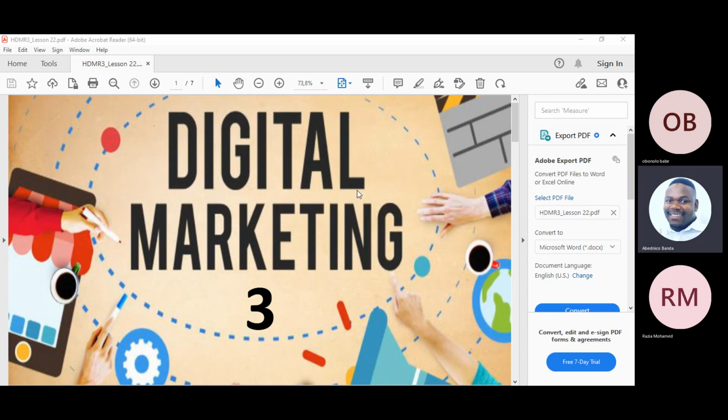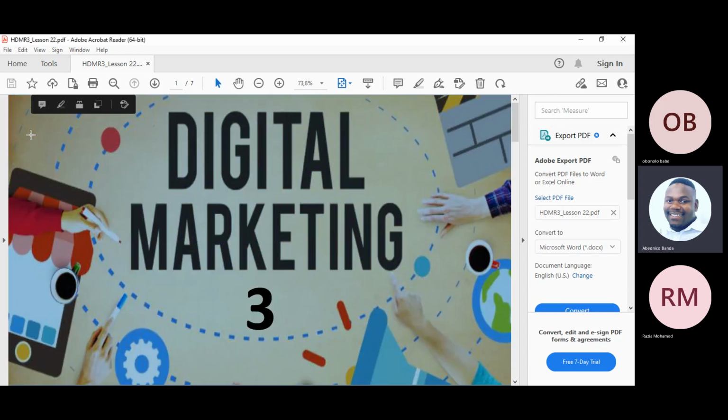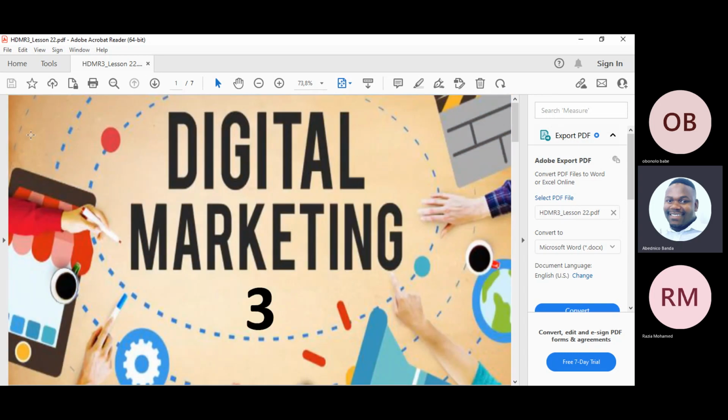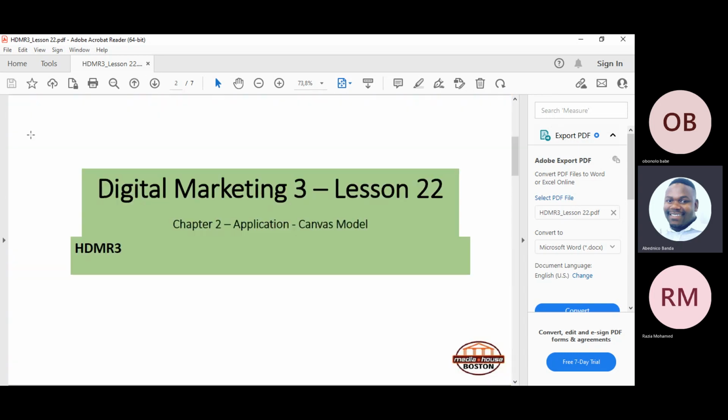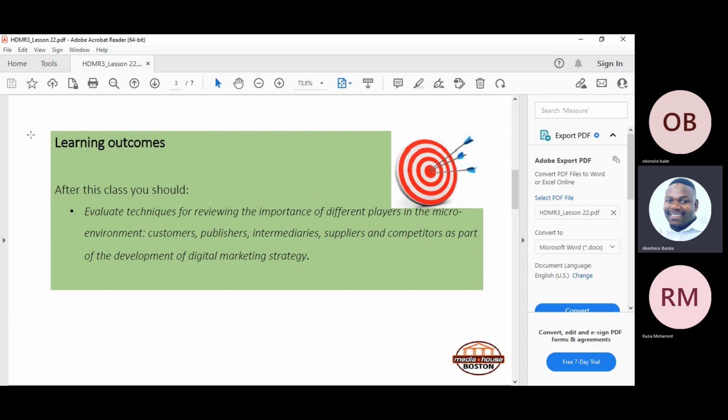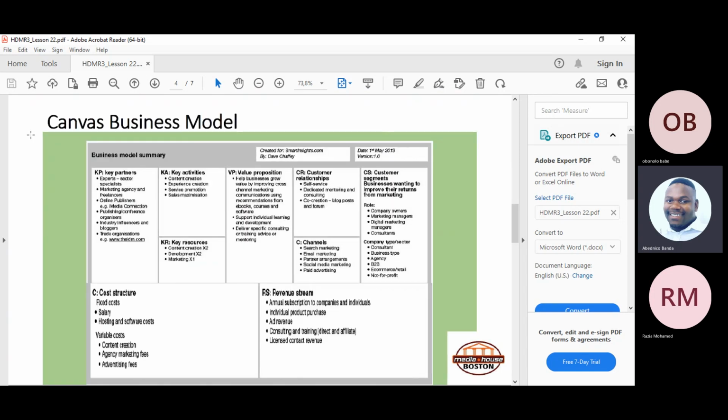So as you know, the tradition, guys, we unpack theory, then we bring an exercise and try to apply it. So in this lesson, we're still doing the same thing. We are still on the micro environment analysis, focusing on intermediation, but we are going to be doing application. So the lesson outcomes are still the same. We are going to be applying the Canvas business model to something.